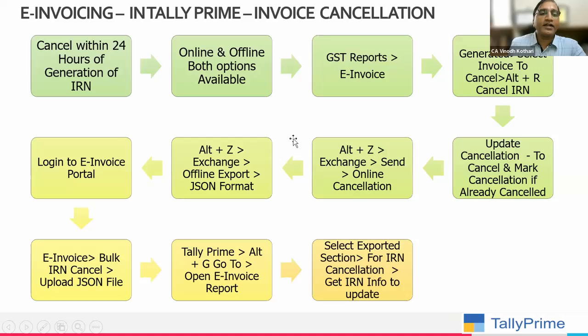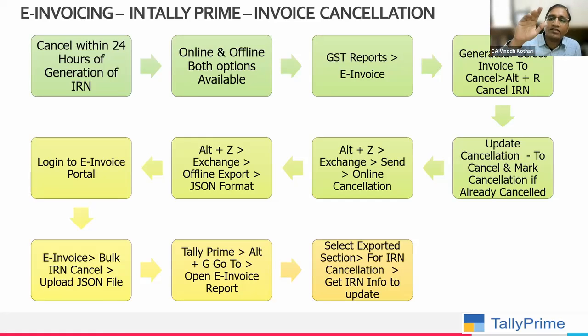And then the last part is cancellation. Already I have explained that you have to cancel within 24 hours. Both offline and online options are available in Tally, where you can cancel. You have to go to the GST report, go to the E-Invoice, and then in the E-Invoice, you have those invoices where IRN is generated. In that, you need to select the invoices you need to cancel, and then press Alt-R to cancel the IRN.